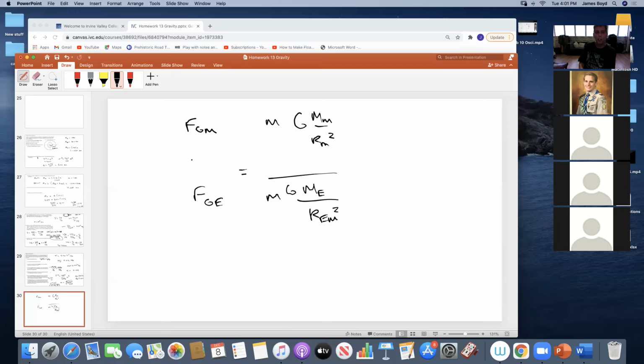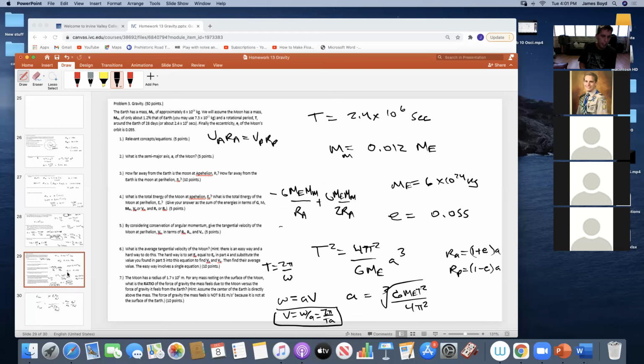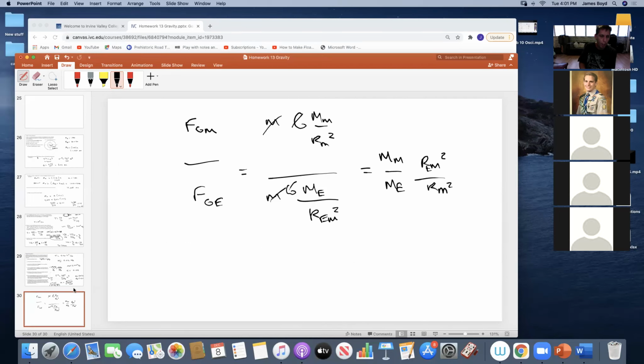And if I take that ratio, these m's cancel, the G's cancel, and what I get is the mass of the moon over the mass of the Earth times the radius from the Earth to the moon squared over the radius of the moon squared. And I think I wanted you to use A. So this became mass of the moon times A squared over mass of the Earth times radius of the moon.